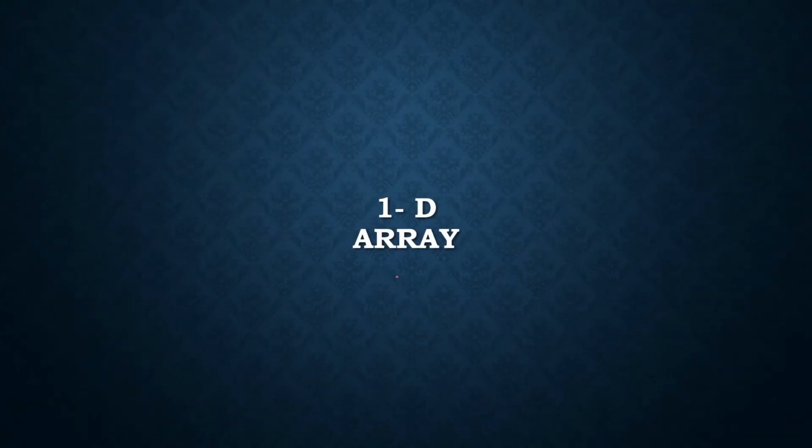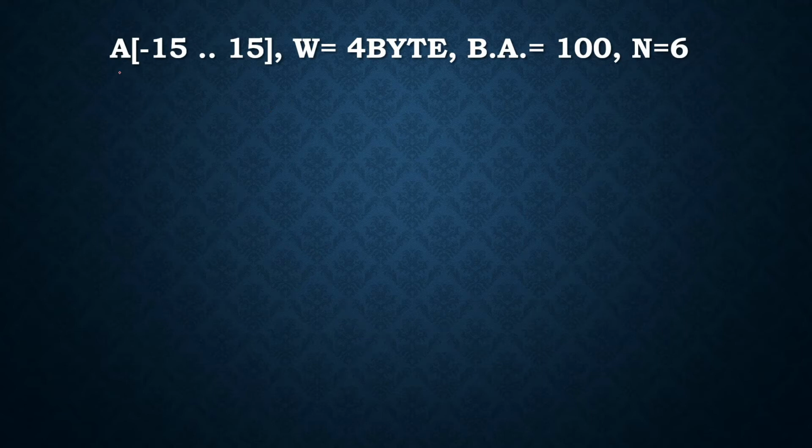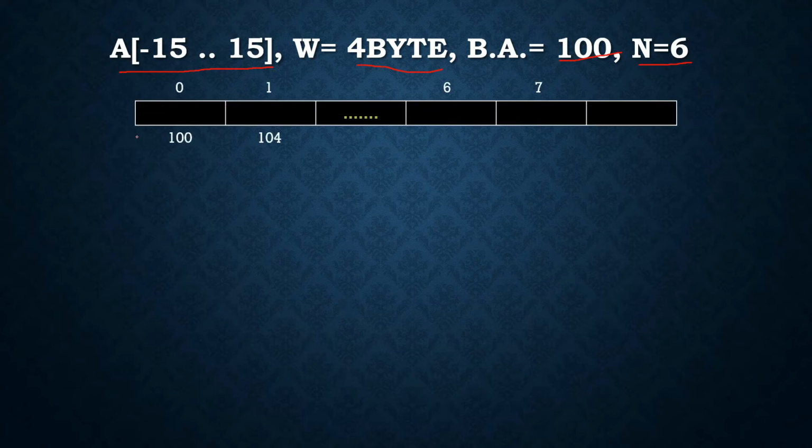So let's go forward to 1D arrays and find out the number of elements and the address in 1D arrays. Here is one question. This is an array from minus 15 to 15. 4 bytes are given and the base address is 100, and we want to find out the address at index number 6. We want to find the address of the 6th element.